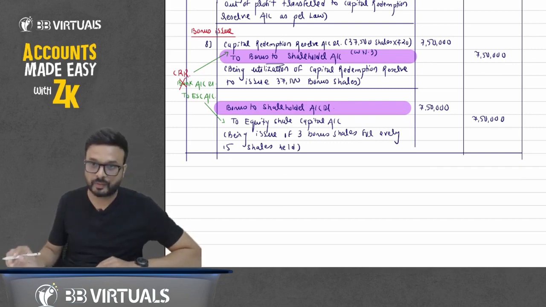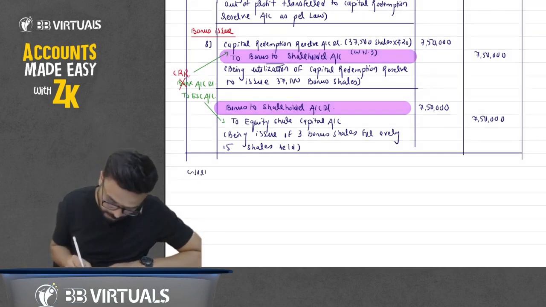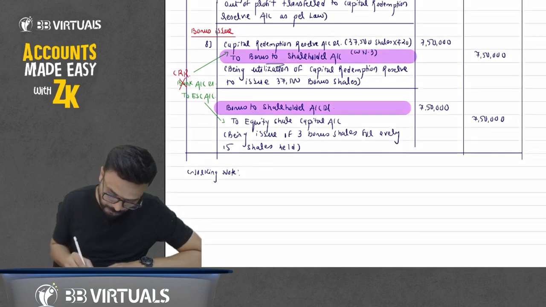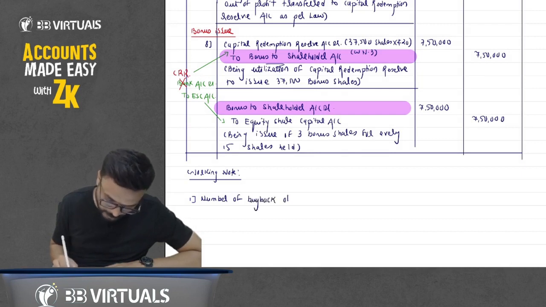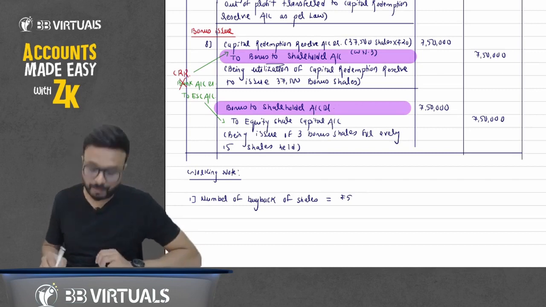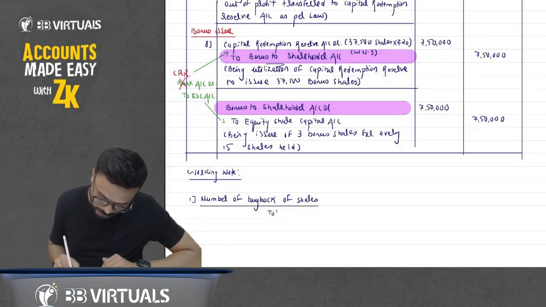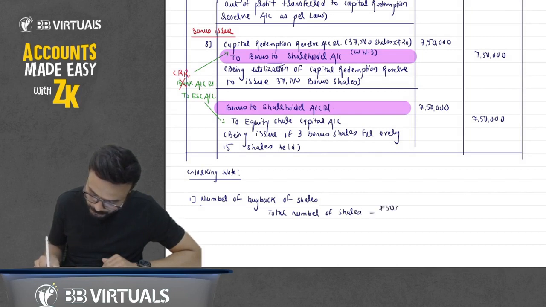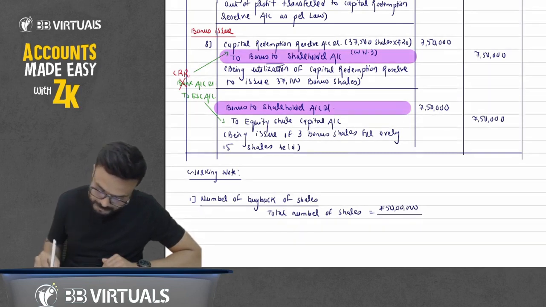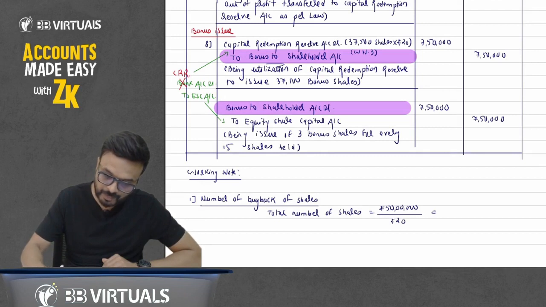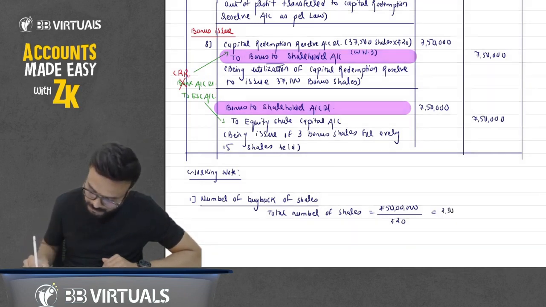Okay. Write down working note number one on number of buyback of shares. How many total shares does the company have before buyback? Write down here, total number of shares. Their total capital is 50 lakhs and the face value of one share is rupees 20. So 50 lakhs divided by 20 comes to 2,50,000 shares. This is the total number of shares.